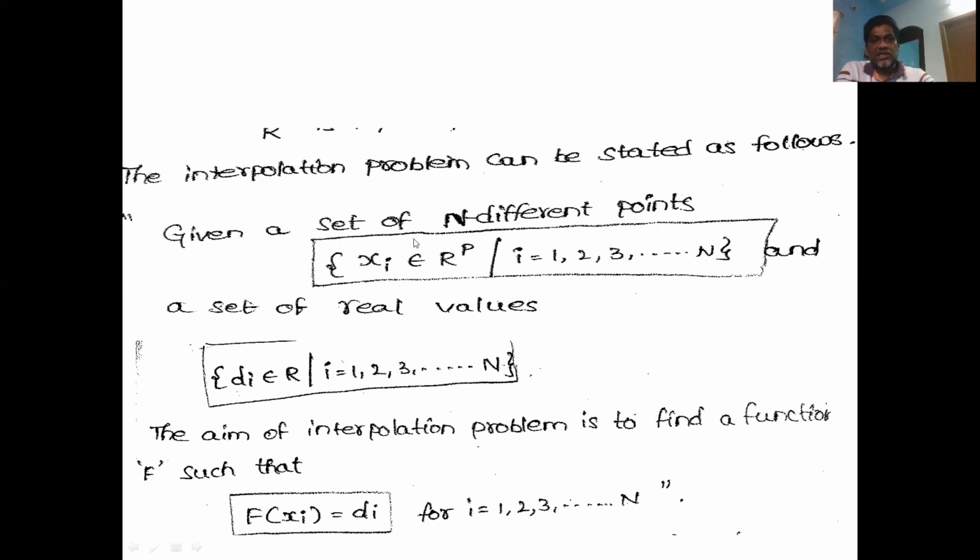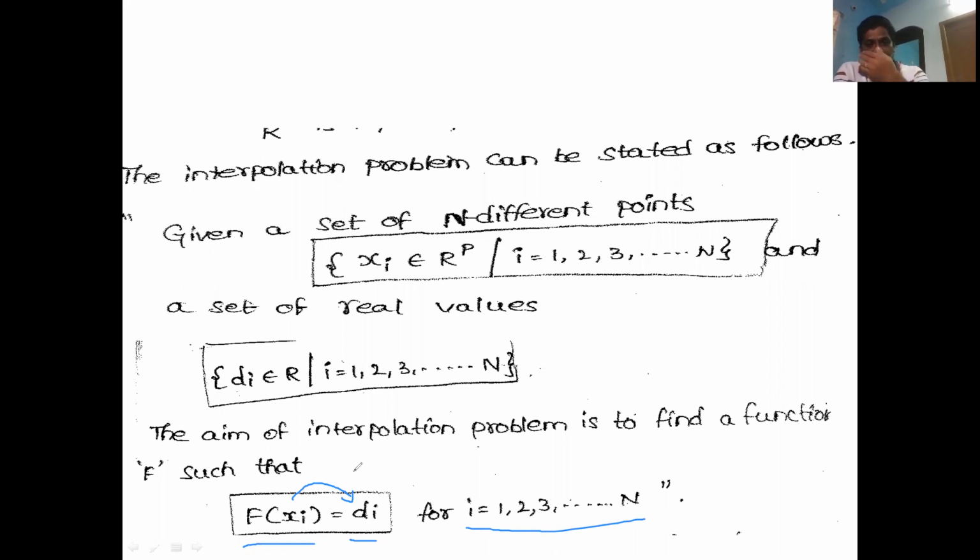Then the aim of the interpolation problem is to find a function f such that when we apply that function on input pattern xi, it should result in the corresponding target value di. So the mapping is f of xi equals di for every i equals 1, 2, 3, and so on, n. That means f of x1 should map to d1, f of x2 should map to d2, and so on. f of xn should map to dn.